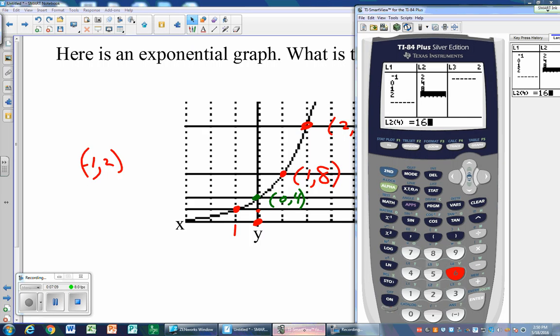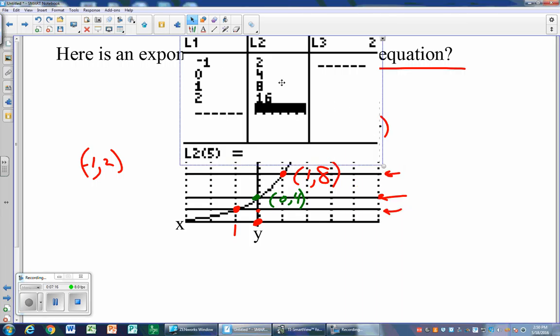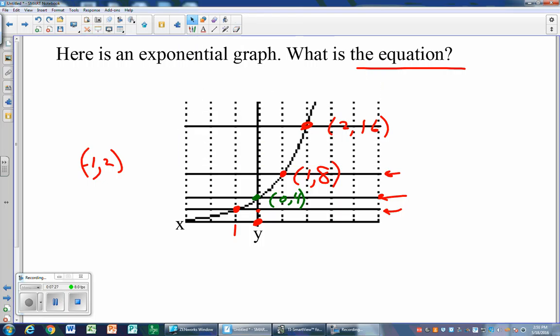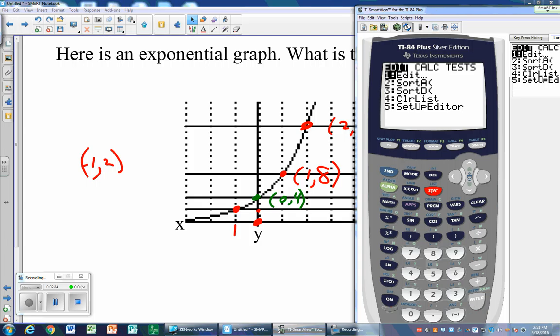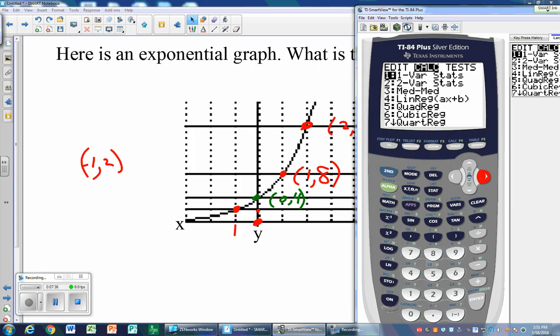Now I have all the points. Notice that these line up. If there was a blank there, then I know that I did something wrong. So I hit stat, I hit edit, I entered the points. I hit stat again, then I go to calculate, and guess what? You're used to going to linear regression, but don't go there, please.